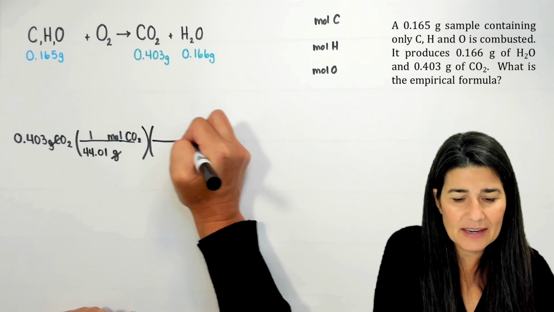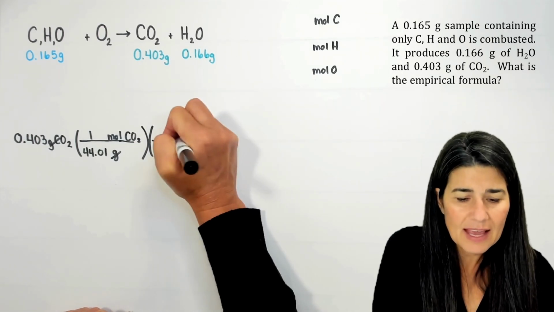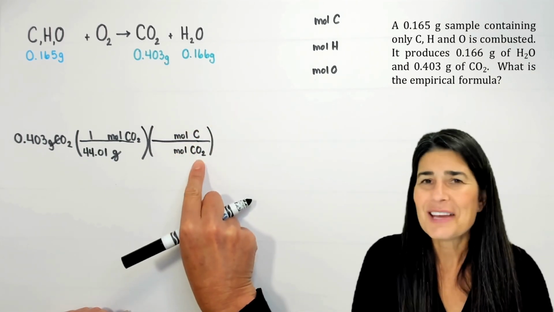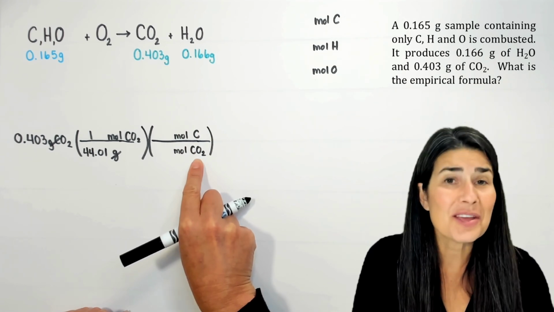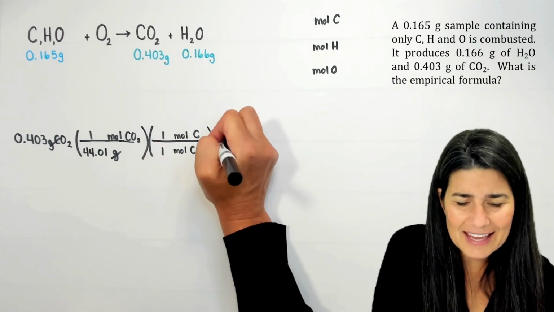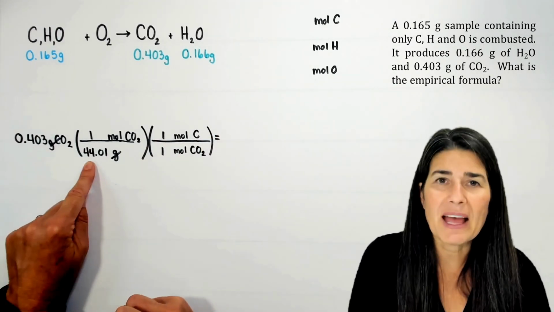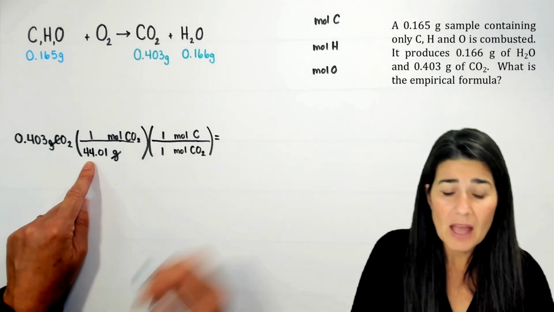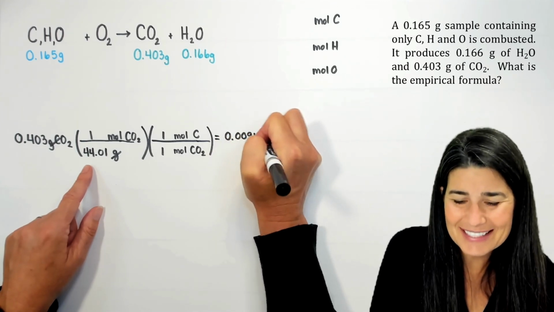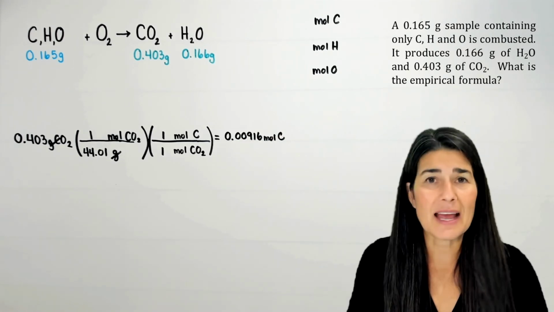We need to get rid of moles of CO2. I'm going to put that diagonally on the bottom, and I'd like to go to moles of plain old carbon. Now looking at our formula, for every 1 carbon dioxide, there's 1 carbon. This is just a 1-to-1 mole ratio, so we're going to get exactly the same number. If you take 0.403 divided by your 44.01, I get 0.00916 moles of C.